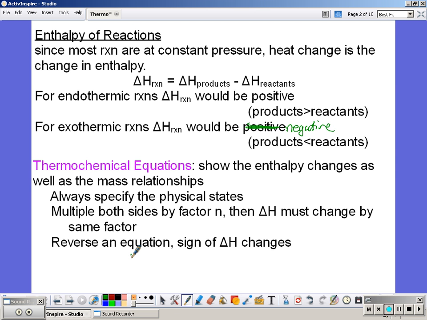Thermochemical equations show the enthalpy changes as well as the mass relationships. So you always specify the physical states. You can multiply both sides by a factor, and delta H must change by the same factor. And if you reverse an equation, then the sign of delta H, or enthalpy, would change. So if we take a look at some examples.